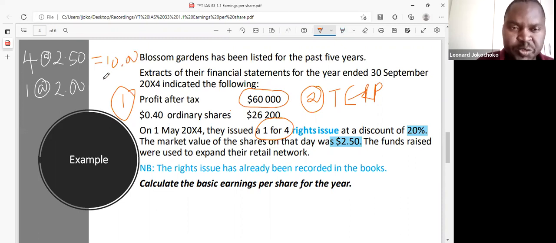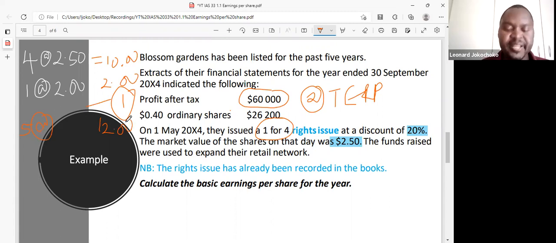And 1 share is $2. This means that you are going to pay $2. In total, therefore, you now have got 5 shares: the 4 you had at the beginning plus the one you just acquired. And in total, these 5 shares are worth $12.